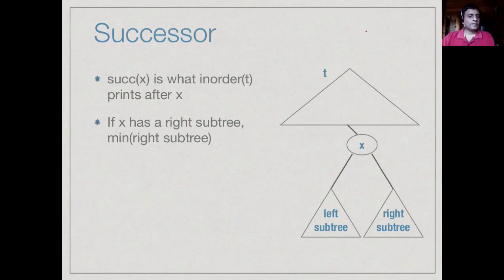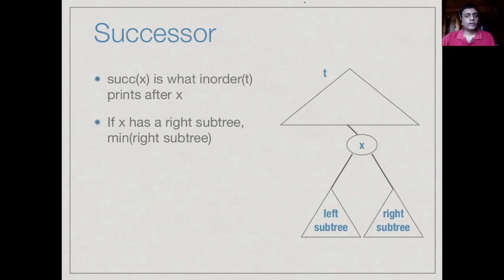So let's first look at successor. Recall that the successor of x in the list is supposed to be the next value, the next smallest value after x in the list. So if we printed it out in sorted order, it will be the value that would appear to the right of x. The in-order traversal of a tree prints out the values in sorted order, so it is effectively what in-order would print immediately after x.